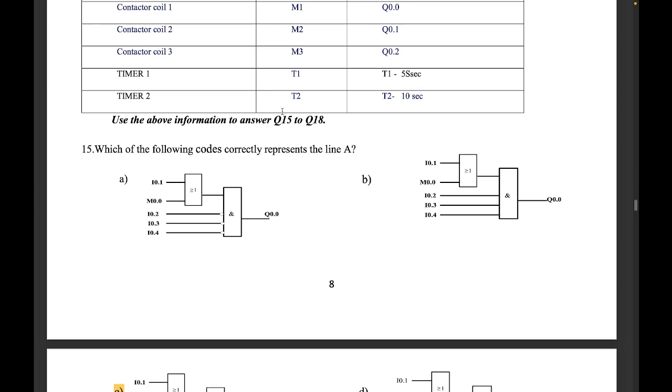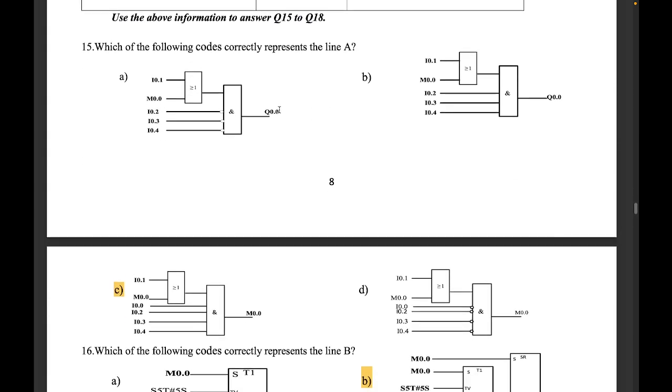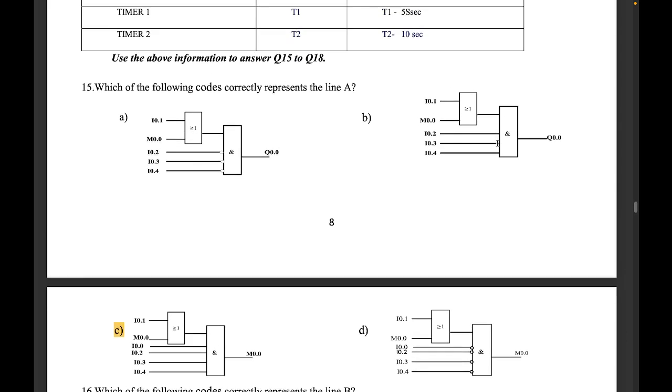So here, the overloads are 2, 3, and 4, right? So 2, 3, and 4 must be 1. So it means A is wrong. 2, 3, and 4 must be 1. So let's see where, between B and C.